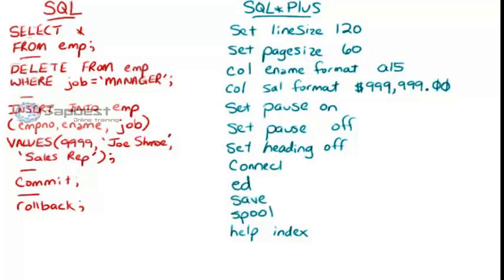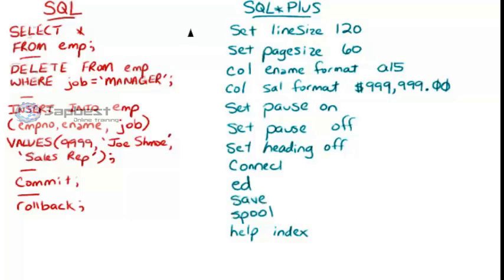So what you're seeing on the left-hand side here in red are examples of SQL statements. Select * from emp would grab all of the rows in our emp table. Our second example, delete from emp where job equals manager, would delete every row in our table where the job is equal to manager. We also have examples of insert statements. Here we're just inserting a row: Joe Schmo, his employee number is 9999 and he's a sales rep. Commit just means to save the data that you've already manipulated. Rollback is the opposite of commit. It says undo all of the information since the last commit or rollback.